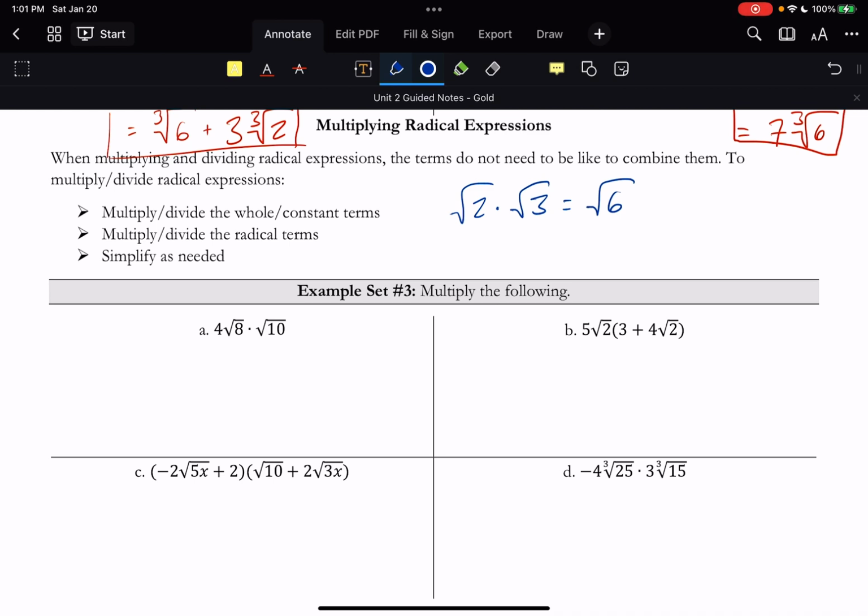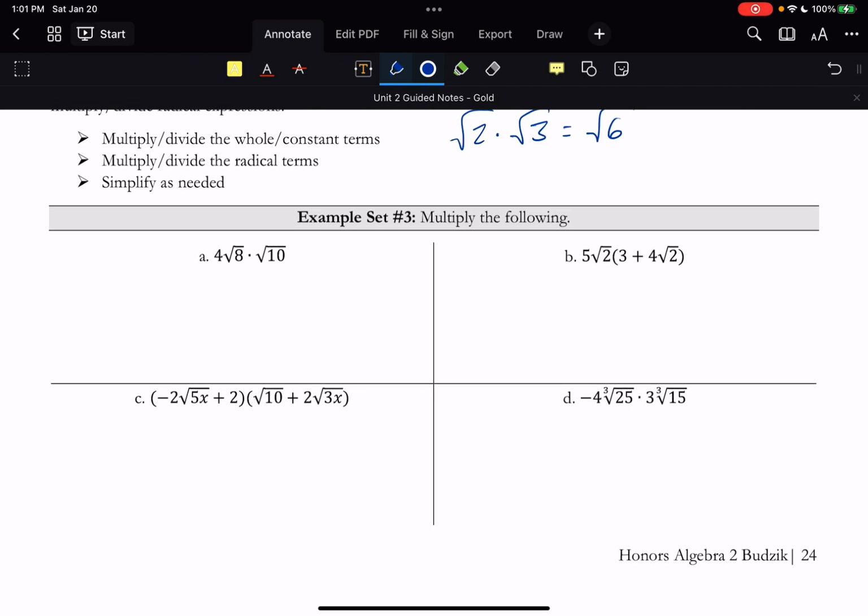So the biggest thing to remember with multiplying is that you always do whole times whole, or coefficient times coefficient, and radical times radical. That's how we combine them. So if I look at A, I have 4 times the square root of 8 times the square root of 10. So I have 4 times this unwritten 1 here, so that gets me 4. And then I can do the square root of 8 times 10, which is 80.